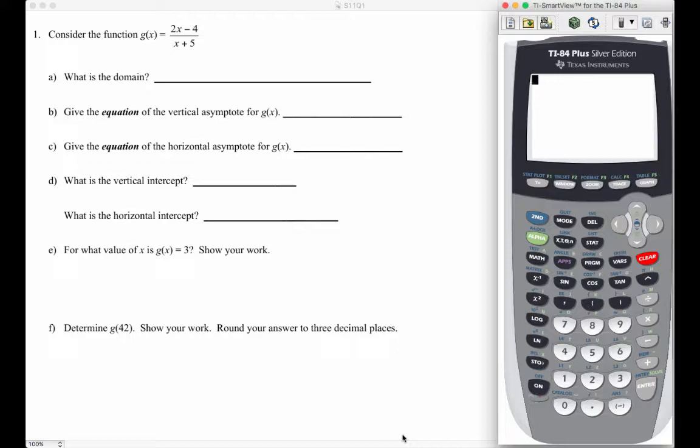So, they asked us to consider the function g of x is equal to (2x minus 4) divided by (x plus 5). In other words, it is a rational function where we have a polynomial over another polynomial. And the first thing they ask us is what is the domain?